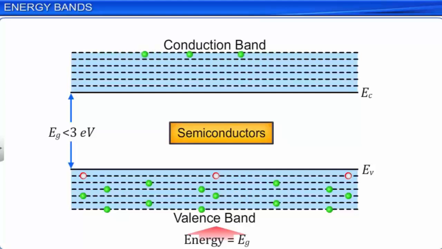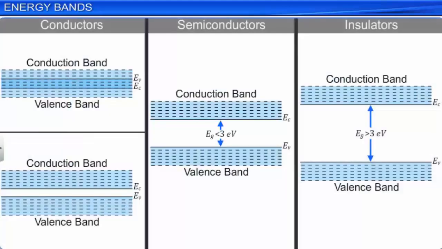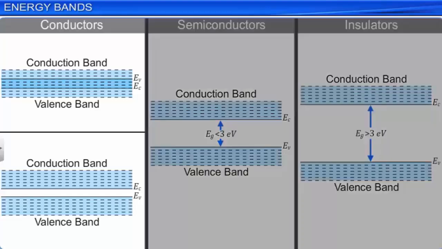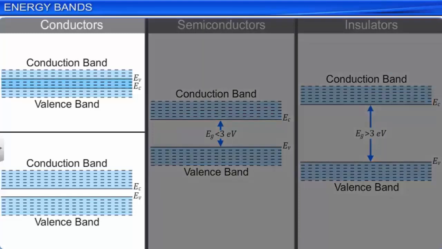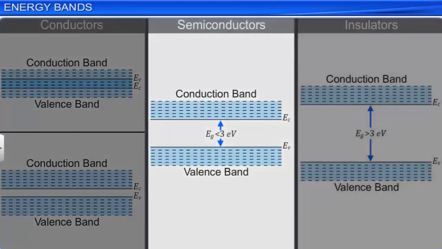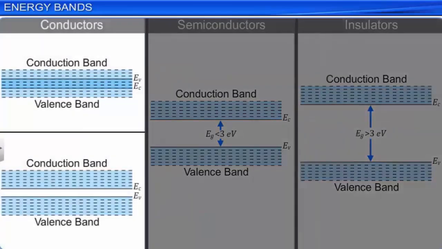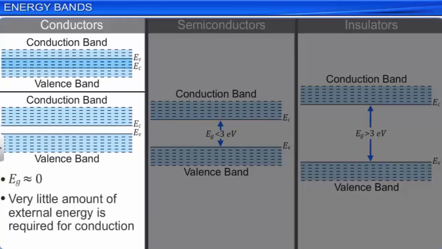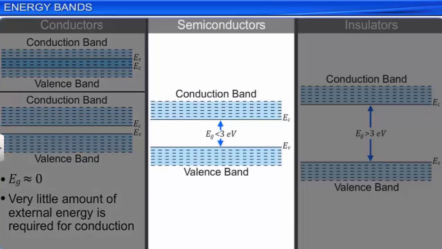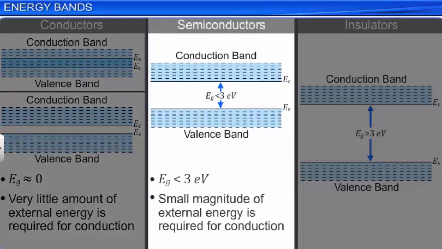Thus, we see that on the basis of energy bands, materials can be classified as conductors, semiconductors, and insulators, with conductors having a very small or nearly zero band gap, semiconductors having a finite and small band gap of less than 3 electron volt, and insulators having a band gap of greater than 3 electron volt.